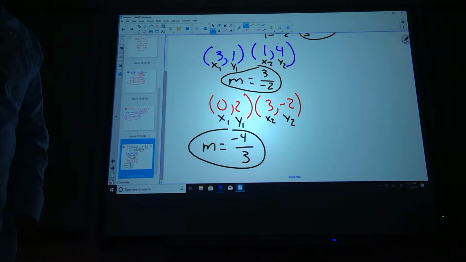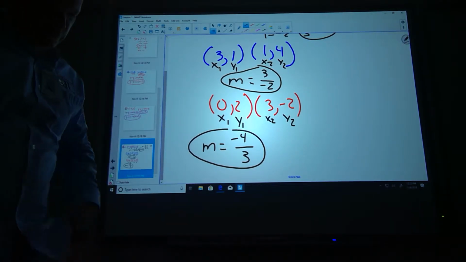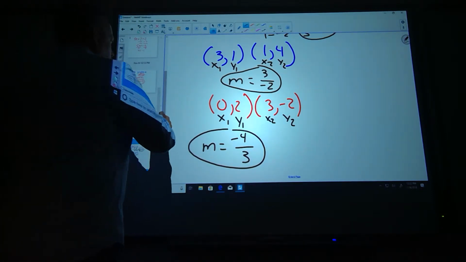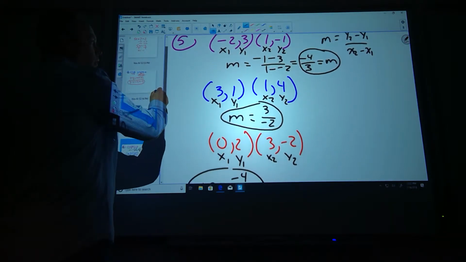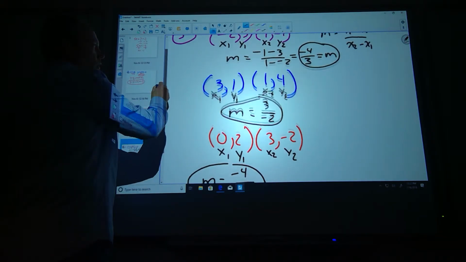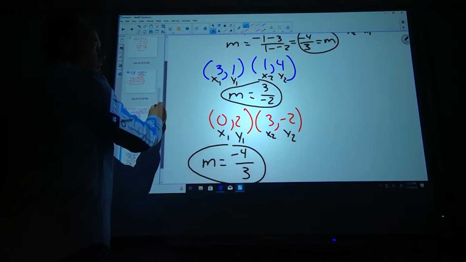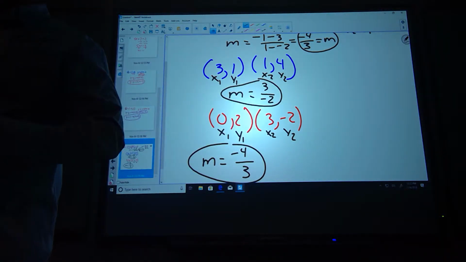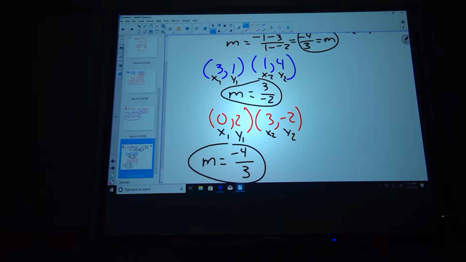Wait, so could A and C be perpendicular to line B because of the opposite reciprocal? Which one, the purple and the red? Could the purple and the red be perpendicular to the blue? No, because that's 3 over -2. So all three of the slopes are negative. For perpendicular slopes, one's positive, one's negative, and they're exact flip over fractions. So if you had 4 over 5, the perpendicular to 4 over 5 is -5 over 4. If you had -1/3, the perpendicular to that is positive 3 over 1, which is just 3.